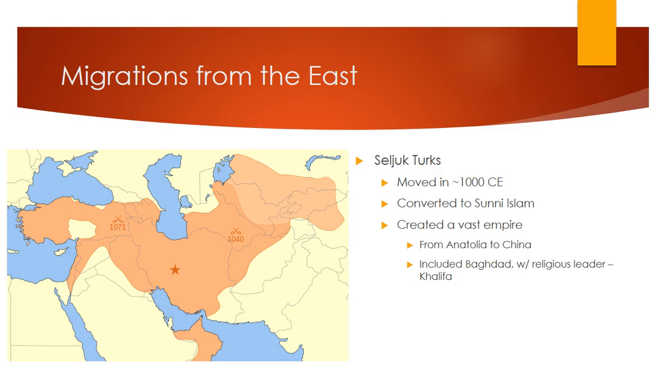You also remember that they created this vast empire that spanned from Anatolia in the west, into Persia and all the way to the very borders of China. This empire, of course, included Baghdad, where there was a political and religious leader named the Khalifa, and that's where he resided. And during the Seljuk times, the Khalifa really just became more of a religious leader than a political leader.